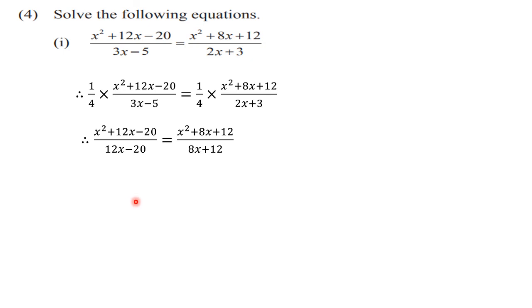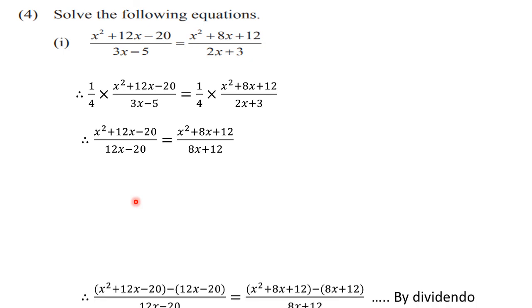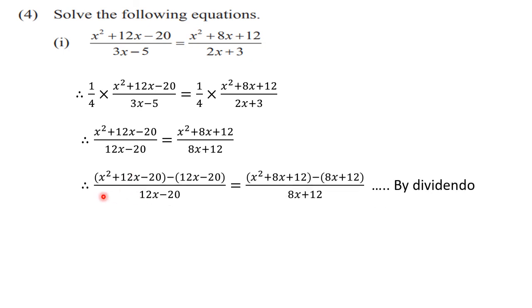So here we are using the property of dividendo. Dividendo means numerator minus denominator upon denominator as it is on both the sides. So we have x square plus 12x minus 20 minus 12x minus 20. In bracket we have to write down because the minus sign is there outside. Similarly here also x square plus 8x plus 12 in the first bracket, which is the numerator, minus the denominator, that is 8x plus 12, and denominator as it is.